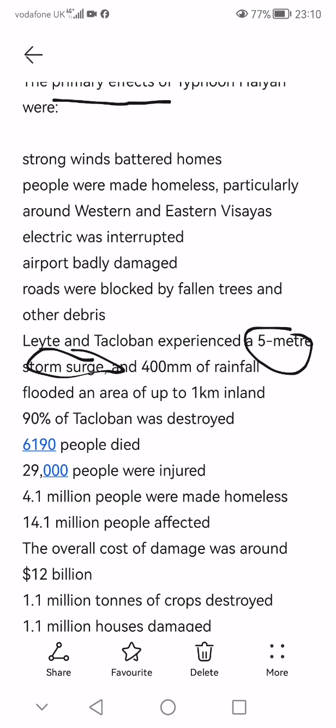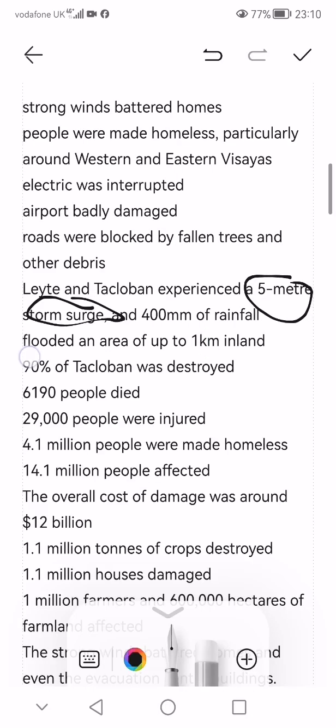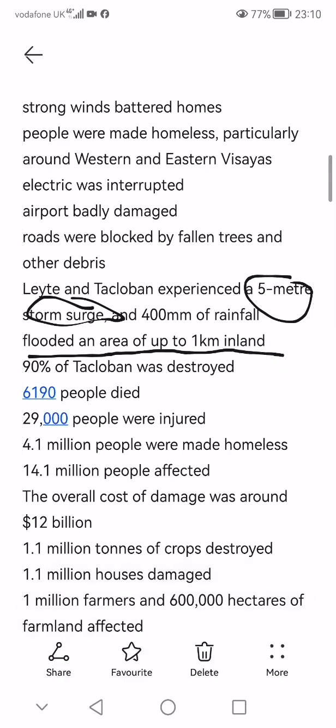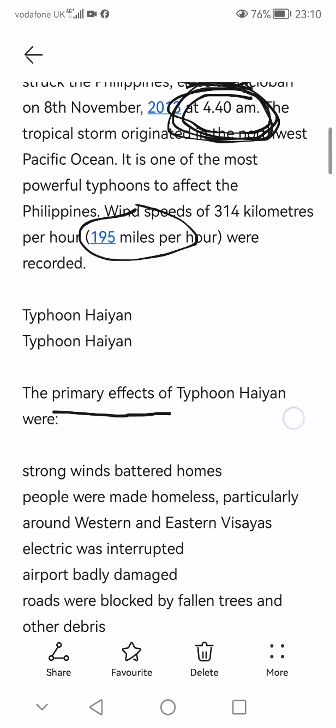And there's also 400 millimeters of rainfall, flooding an area of up to 1 kilometer. If you read that here, an area of 1 kilometer inland. Now that normally wouldn't be a massive problem. If I go back up here though, you can see the lots of different islands. That's going to affect more places.